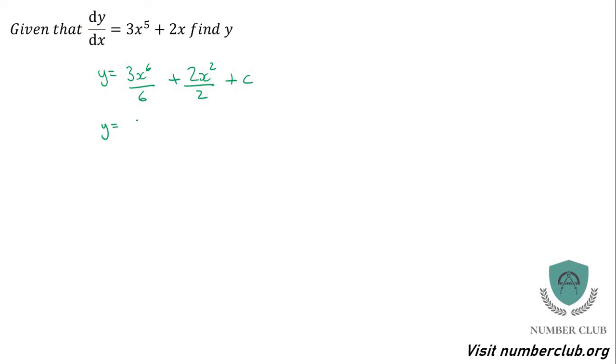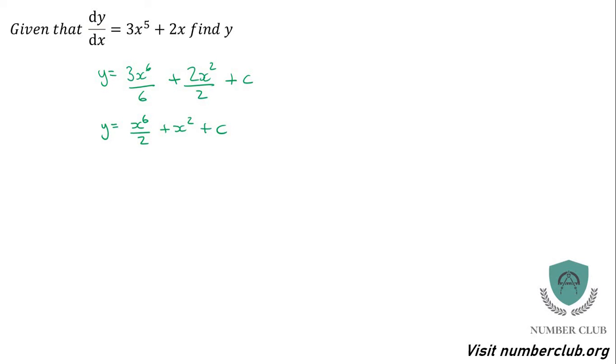In the next lesson, you'll be able to find out what some of those constants are, and it involves you being given some extra bits of information. But for now, we're just going to leave it as plus c. And whenever you do this type of integration, which is called indefinite integration, you'll be putting plus c on there.